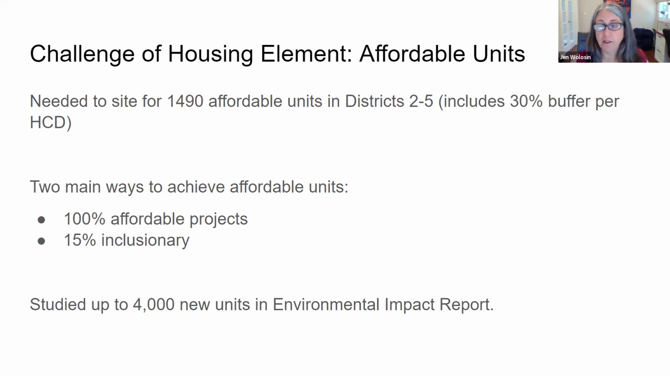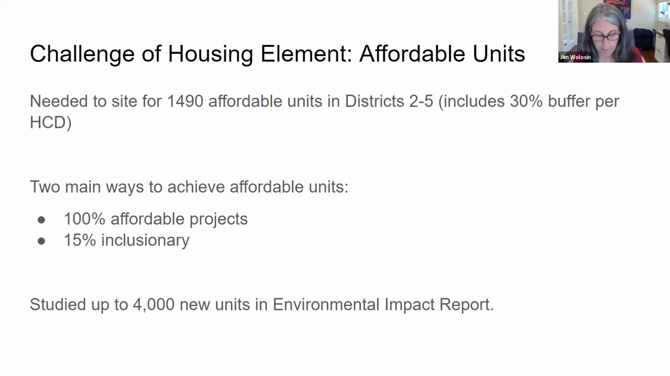But it can be very challenging to have 100% affordable. The cost of land is extremely high, and it can require public land or a land dedication. It also requires really creative financing with tax credits. So we really need to look at both of those strategies. And in our environmental impact report, to achieve these affordable units, we're assuming a mix of these strategies.